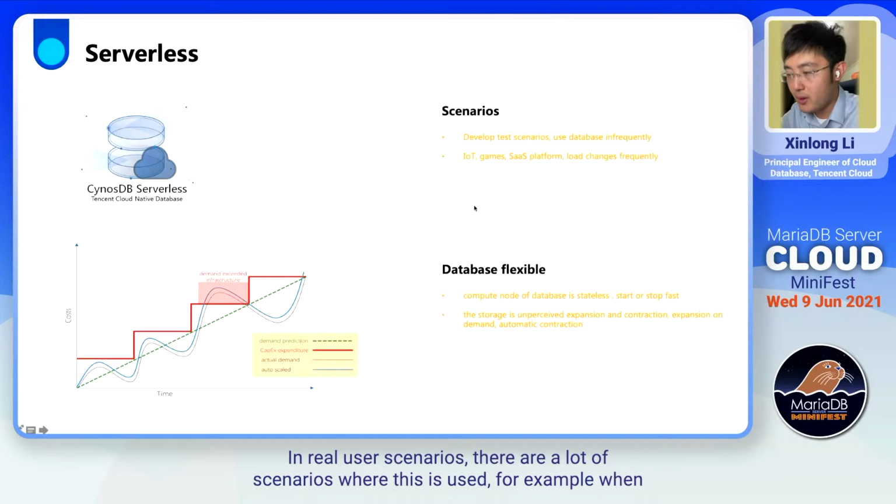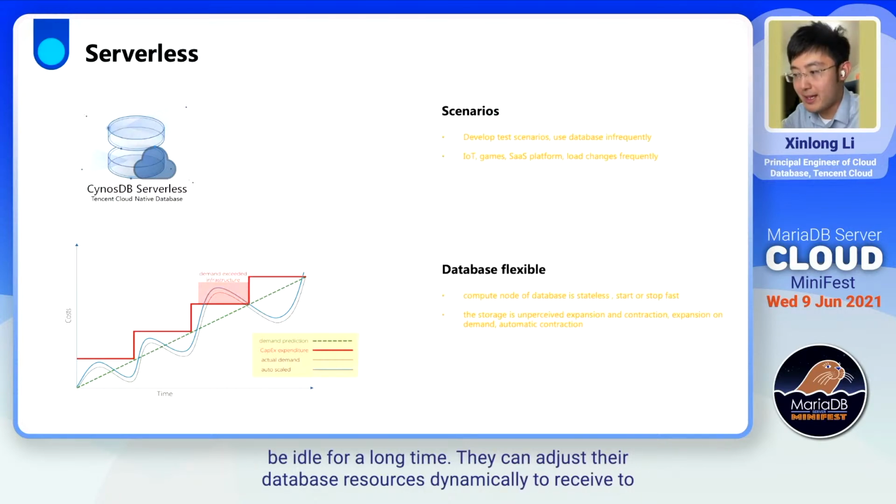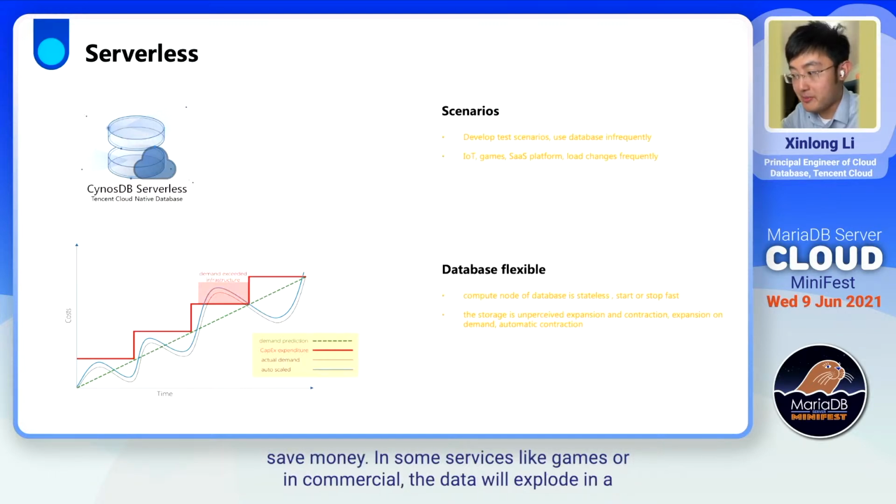For example, when developers test their service, the amount of data will grow in a short time, but the database will be idle for a long time. They can adjust their database resources dynamically to save money. And in some services like IoT, games or e-commerce, the data will explode in a short time. They need to add database resources frequently to support their service.